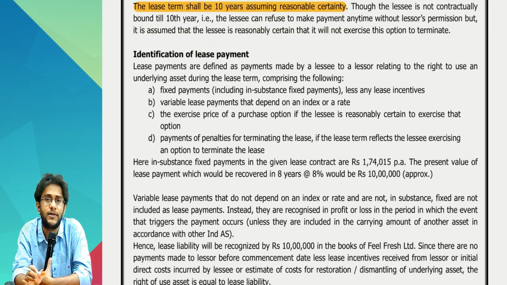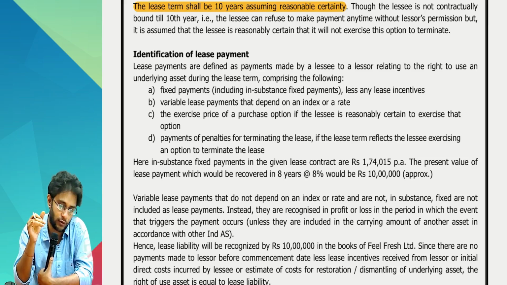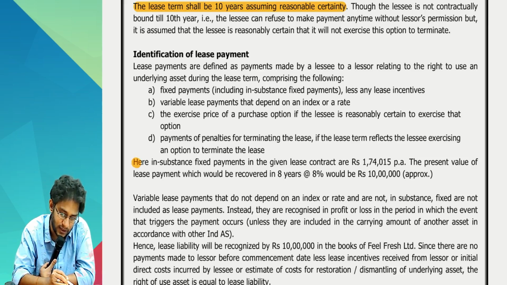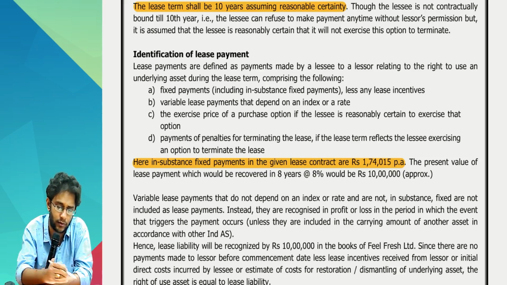Next, you have to establish the lease payment. So first for that you have to write the lease payment definition. Lease payment includes fixed payments along with in substance fixed payments, variable payments, guaranteed residual. All these definitions you quote and prove that 174,015 is an in substance fixed payment. So 174,015 you have to pay over a period of 8 years, discounted at the rate of 8%. If you discount, that works out to approximately 10 lakh rupees only.